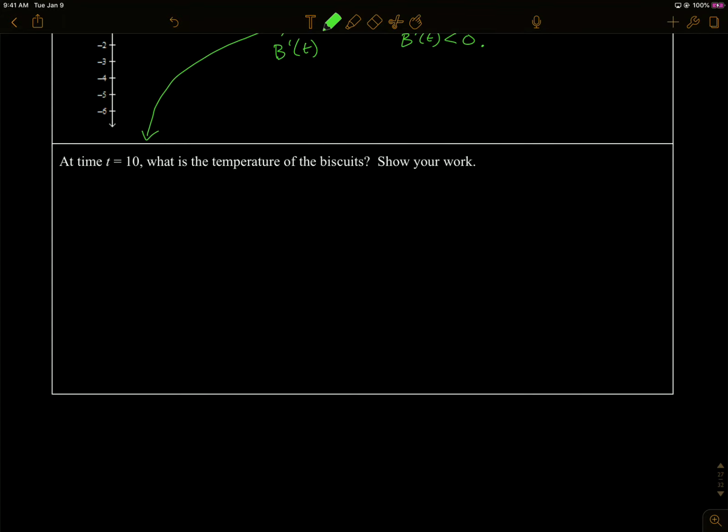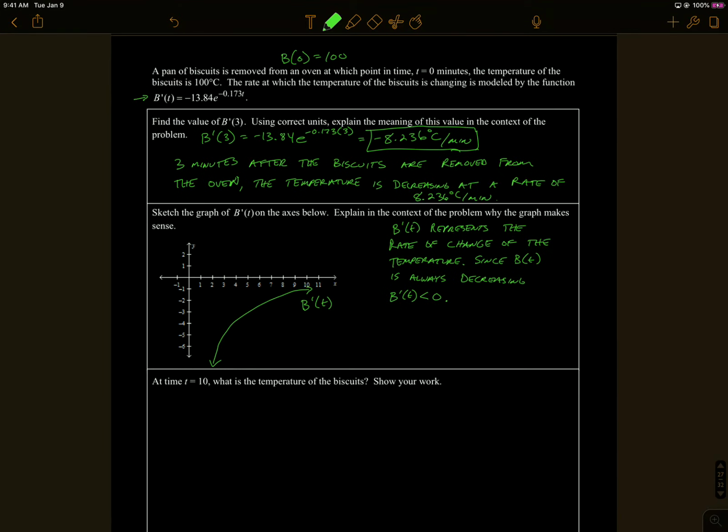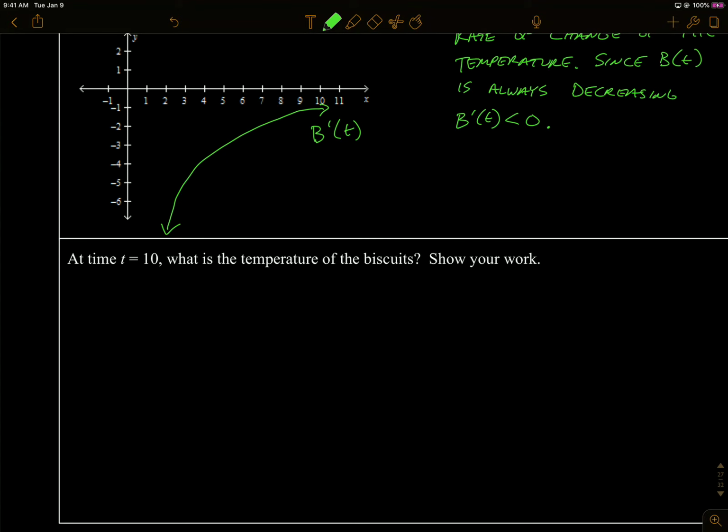At time t equals 10, what's the temperature of the biscuits? Show your work. So here's the one where I'm going to do this one a different way. So we know at time 0 it's 100. So if we start with our temperature of 100, and then we add the change from time 0 up until the time they're asking for, which is 10, of our function, negative 13.84 e to the negative 0.173 t dt.